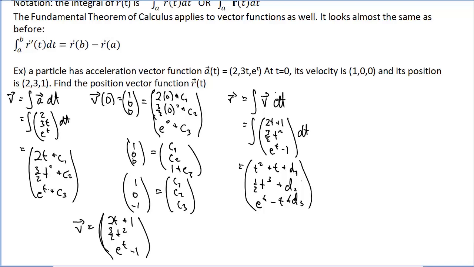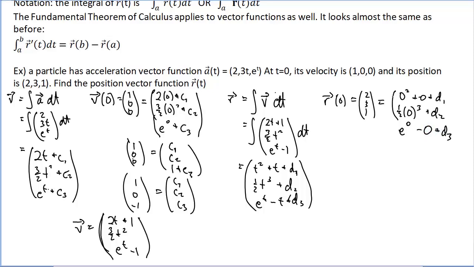And now, again, let's use the fact that we know in order to figure out what those constants are. We know that r of 0 is 2, 3, 1. And that's got to be equal to 0 squared plus 0 plus d1, 1/2 0 cubed plus d2, and then e to the 0 minus 0 plus d3.